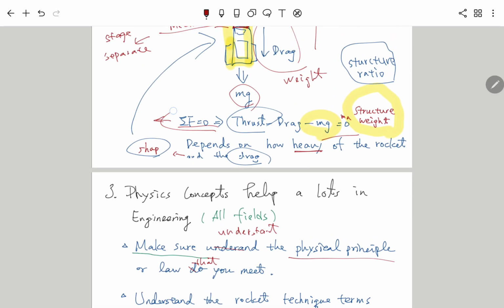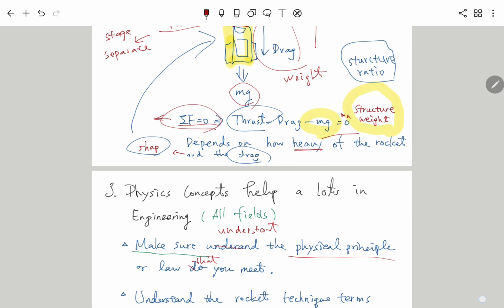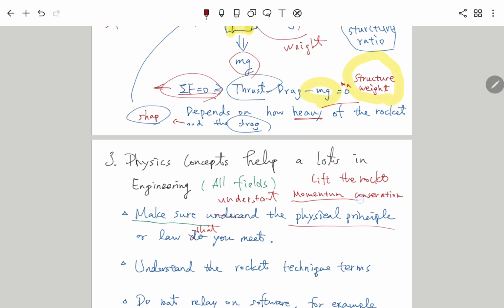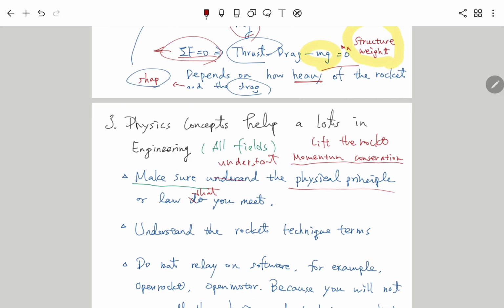It's about Newton's law, and later on, if you really want to know more about combustion or how to lift a rocket, you probably have to know the momentum conservation. And I introduced this in the former videos. If you're interested in that, please go to see those videos.